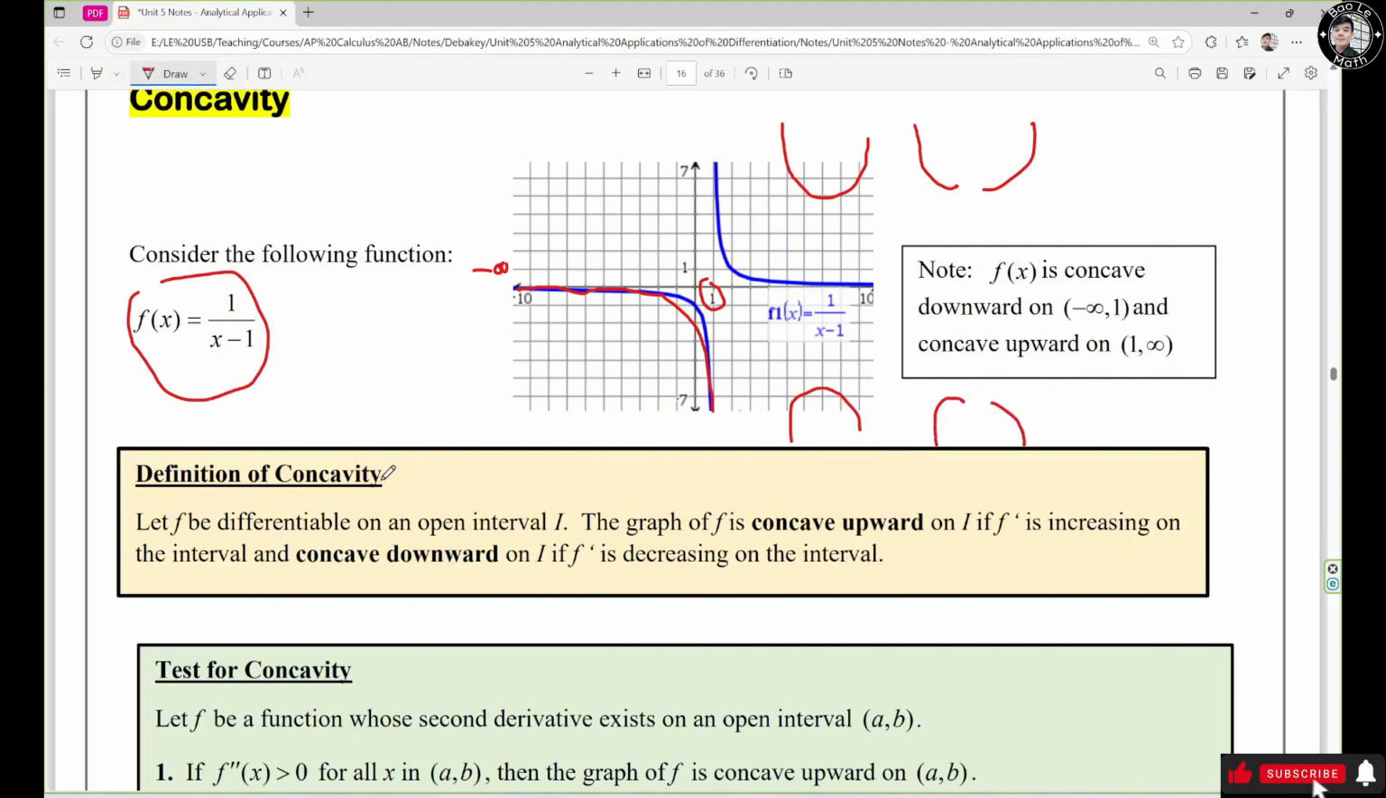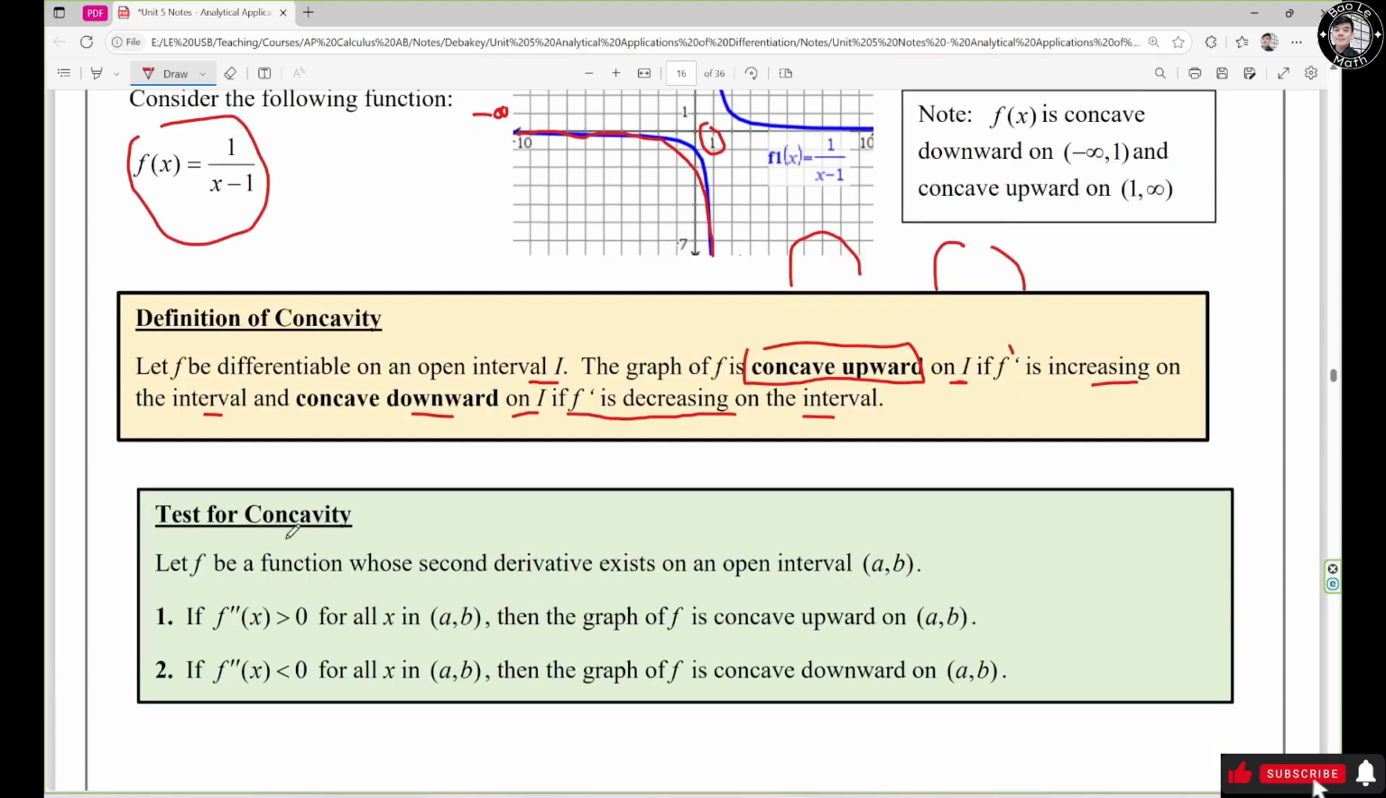Definition of concavity. Let f be a differentiable function on an open interval I. The graph of f is concave upward on the interval I if f prime of x is increasing on the interval, and concave downward on the interval I if f prime of x is decreasing on that interval.